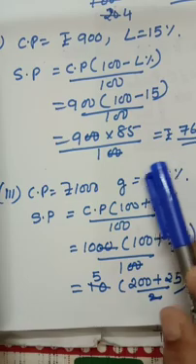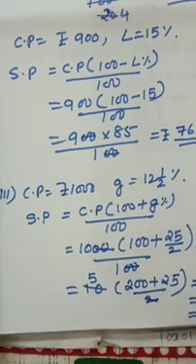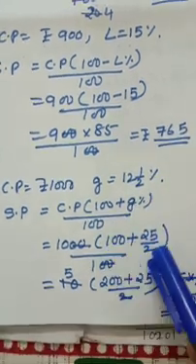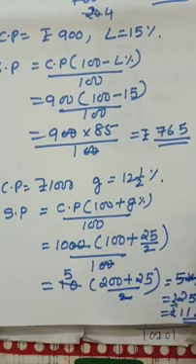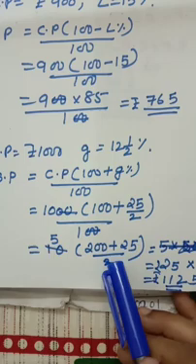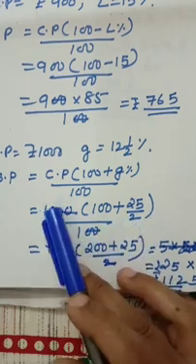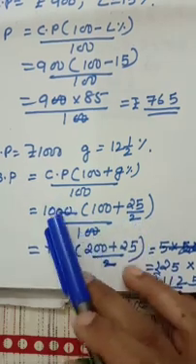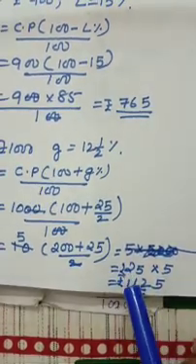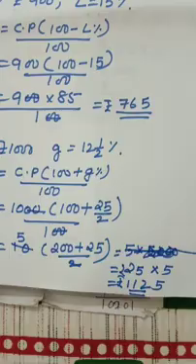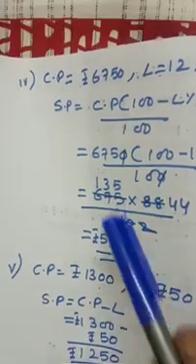Here also the same process. You have to convert this mixed fraction into an improper fraction. Cross multiply: 200 plus 25 divided by 2. This 2 will come down. See, 200 plus 25 divided by 2. 100 and 1000, 20 will be cut out. Here 10 will be left out. And you solve it, you will get 1125.